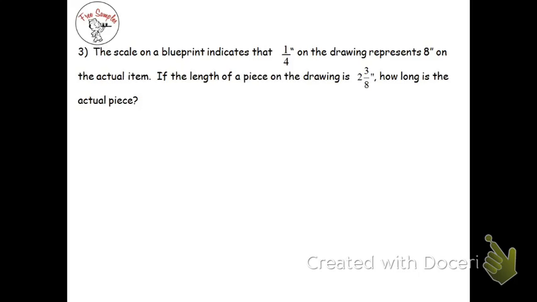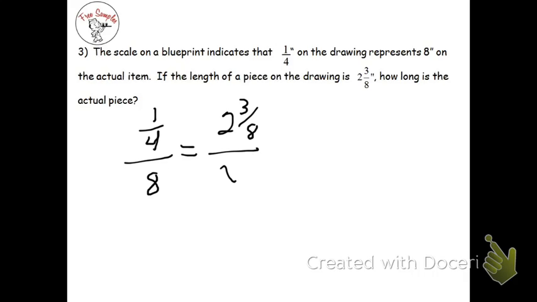Okay, number 3. The scale on a blueprint indicates that 1/4 of an inch on a drawing represents 8 inches on the actual item. The length of a piece on the drawing is 2 3/8 inches. How long is the actual piece? So we're looking for the actual dimension of this item. So here's where our ratio and proportions come into play. I know that my ratio is 1/4 of an inch on the drawing is to 8 inches on the actual thing. So 2 3/8 inches on the drawing is equal to how many inches on the actual item.